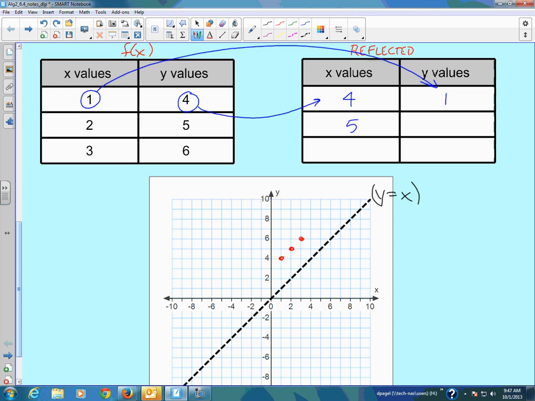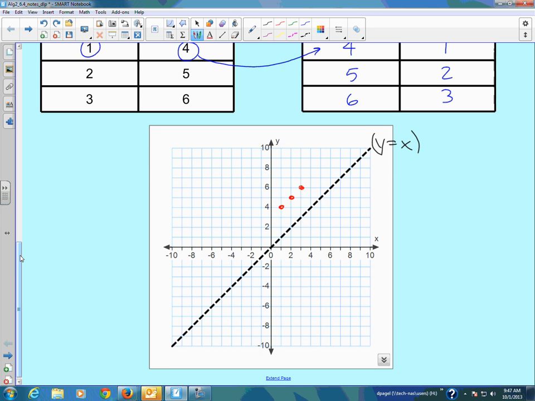So 2, 5 becomes 5, 2, and 3, 6 becomes 6, 3. And now we can draw those points at those given coordinates: 4, 1, 5, 2, 6, 3, and we have the reflection. So this is our original, and this is our reflection. And there is this relationship when we're talking about reflections across y equals x. These points, the blue and the red points, are equidistant from that line of reflection.